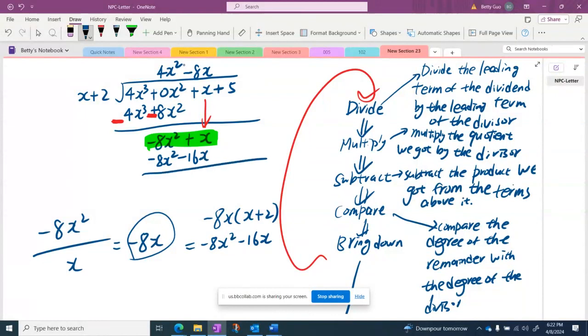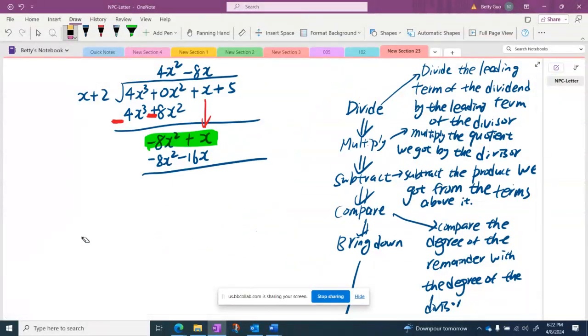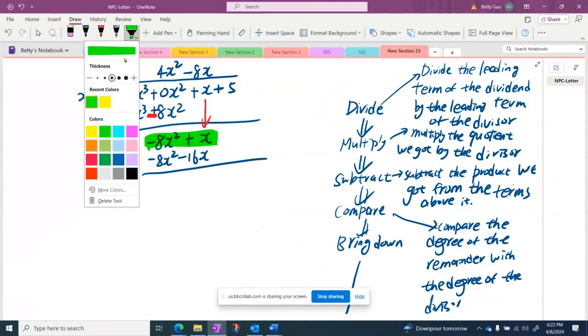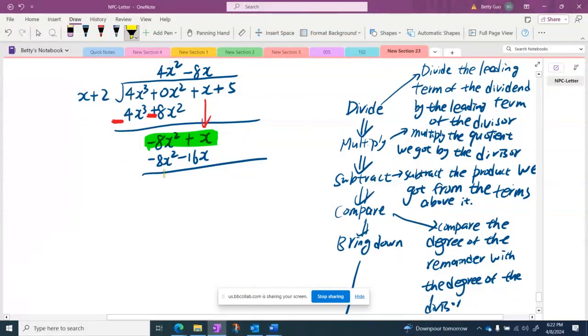Again, align the like terms vertically. Next step, subtract. We're supposed to subtract the yellow from the green. But subtracting vertically is not convenient. So my strategy is to change the sign in the yellow and then take the addition.